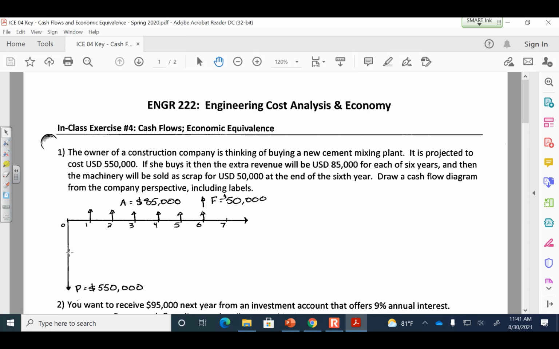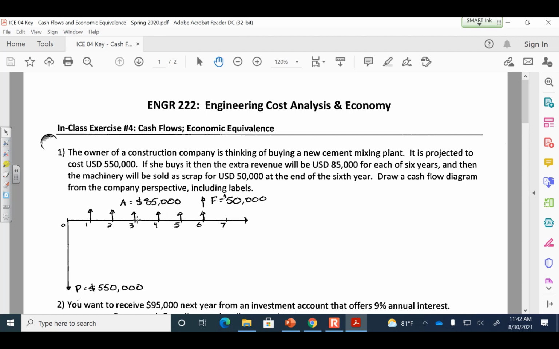at time 0. So that's a present value amount, and the arrow is down because it's an outflow, meaning a payment. And then there's $85,000 of extra revenue for each of 6 years. So there's 6 arrows with 85,000, so 1, 2, 3, 4, 5, 6. And then in the 6th year, the machinery is sold as scrap. And when you sell it as scrap, that means you're getting more revenue on top of the revenue you got for operating the equipment in the 6th year. So there's just this second amount of $50,000 that's on top of the annual series.